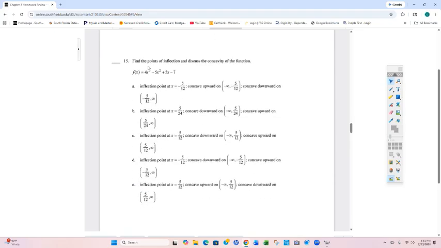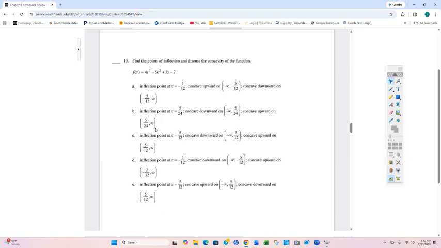Number 15, find all the points of inflection and discuss the concavity of the function f of x equals 4x cubed minus 5x squared plus 5x minus 7. Answer A, inflection point at x equals negative 5/12. Concave up on the interval negative infinity, comma, negative 5 over 12. Concave down on the interval negative 5 over 12, comma, infinity. Answer B, inflection point at x equals 5 over 24. Concave downward on the interval negative infinity, comma, 5 over 24.